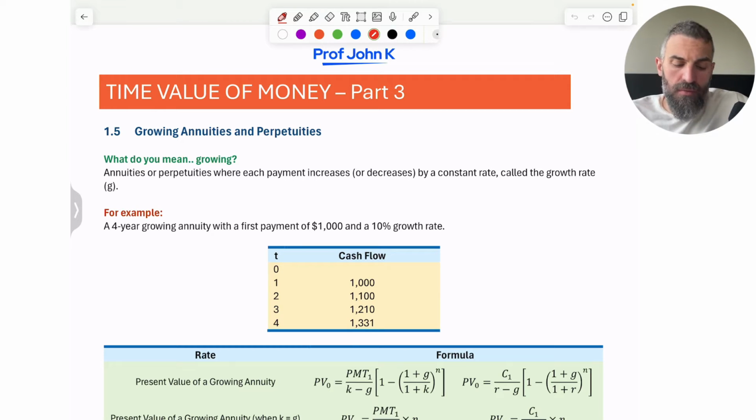Later in this chapter, we'll see how to deal with the different types of loans. Specifically, we'll put an emphasis on mortgages. And then we'll do something called the net present value at the end. Okay, so that's kind of the breakdown of today.